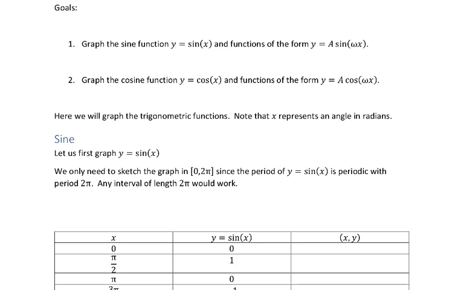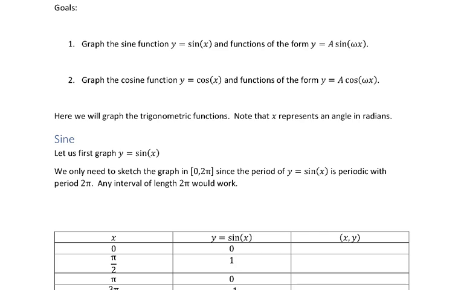So here we're in section 6.4, and what we're going to see is we're actually going to graph the sine function and the cosine function. And later on, we're also going to graph the so-called variants of it. We're going to have A times sine. This little w-like symbol is actually called omega. So we're going to graph A times the sine of omega times x.